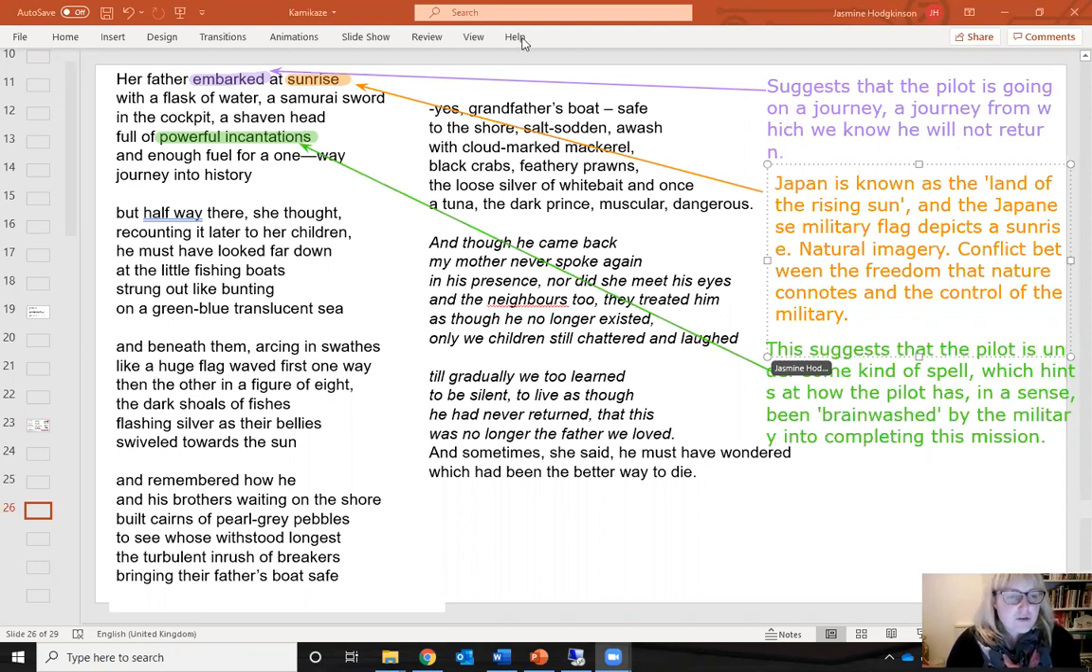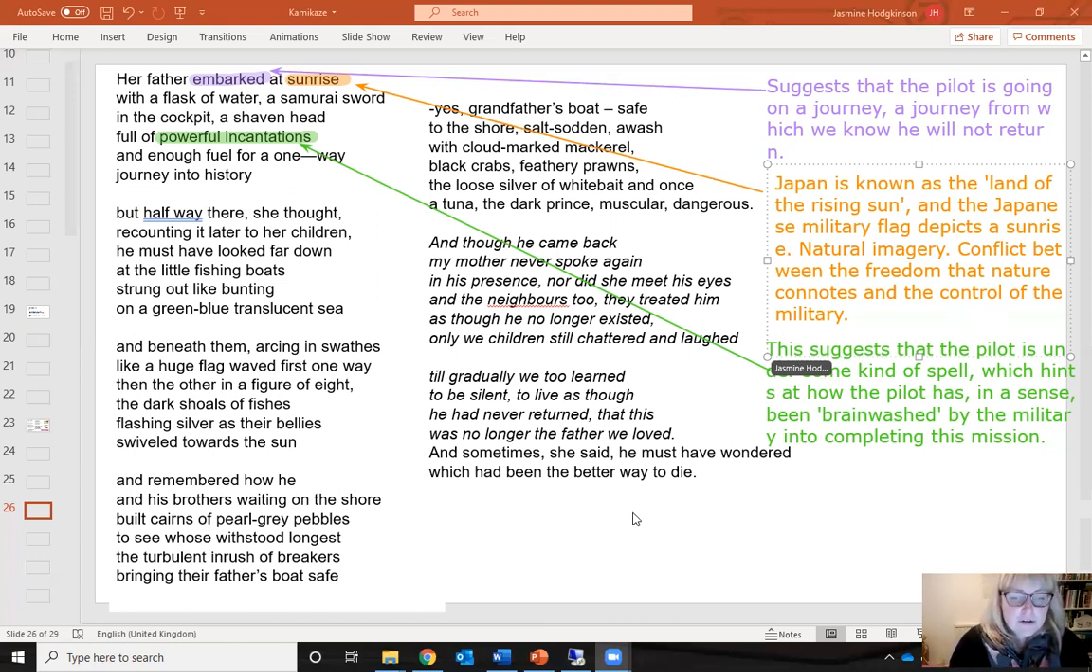And then I'm going to focus on this word sunrise, okay? If you've got your notes in front of you, I would recommend highlighting these words, making your annotations along with them. So with regards to the sunrise, Japan is known as the land of the rising sun, if you look at the flag, and the Japanese military flag depicts a sunrise. So as well as it having that link to the military, you've also got a piece of natural imagery there, all right, a piece of nature, the sun rising. And this can link once again to conflict, because it shows a conflict between the freedom that nature connotes and the control of the military, with the two different meanings to the word sunrise there.